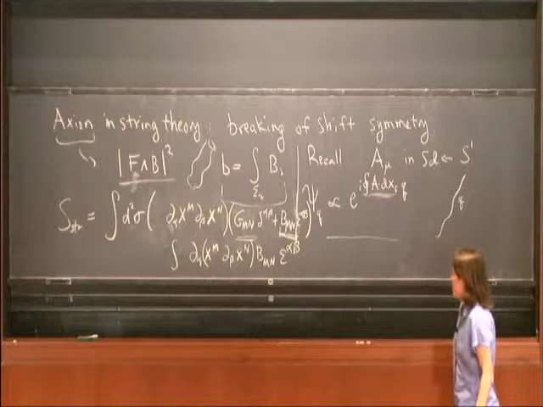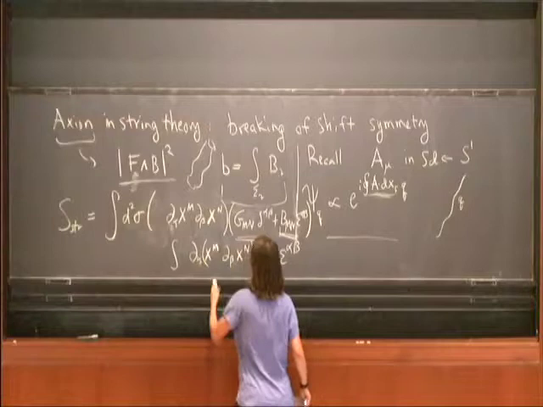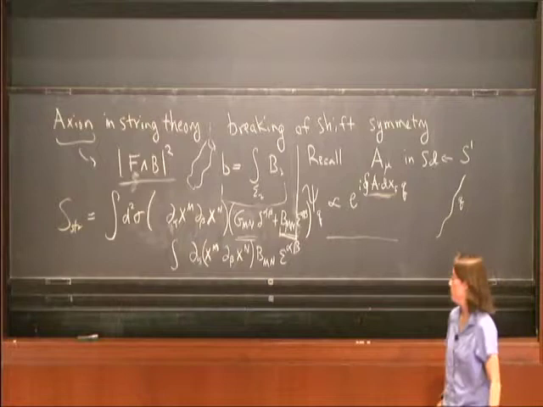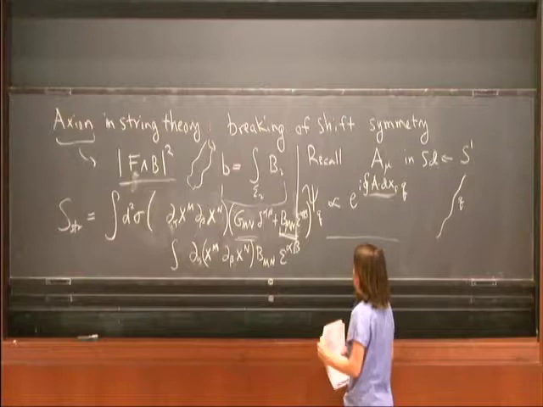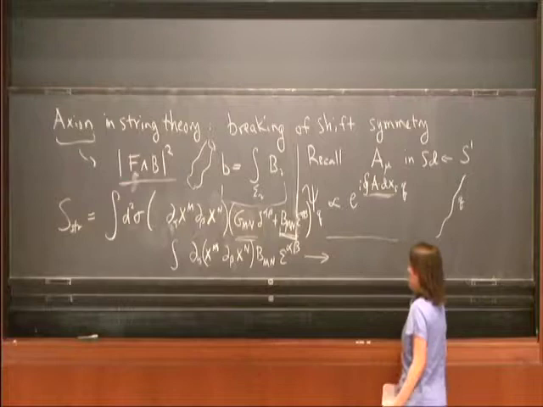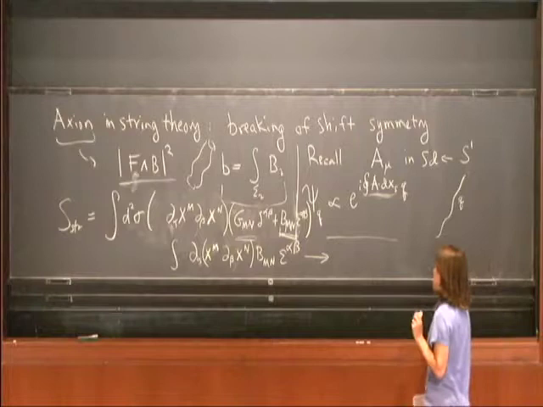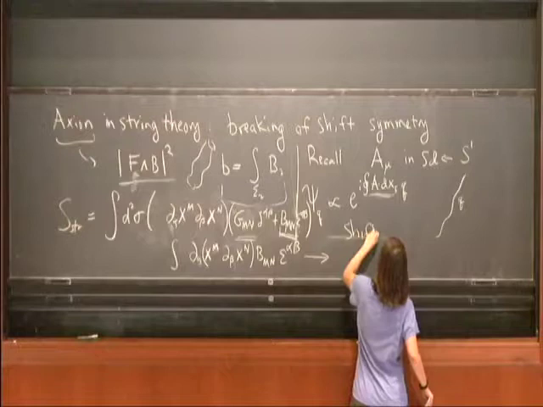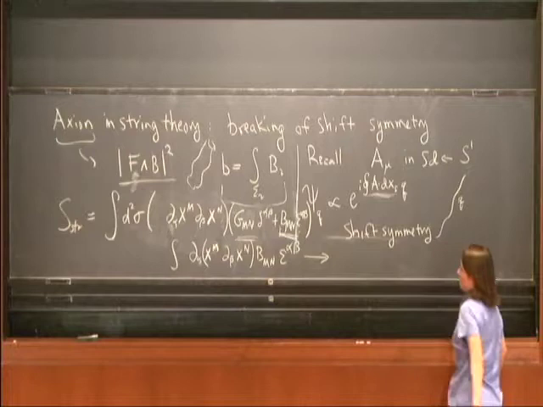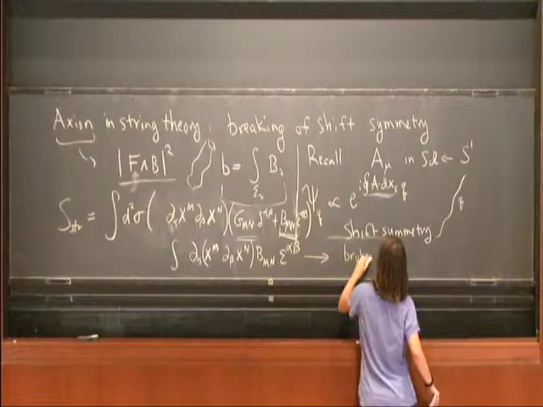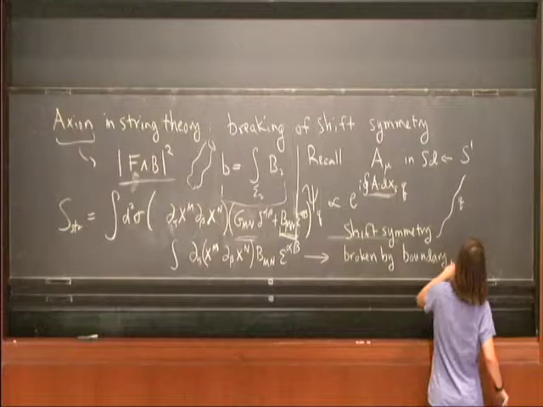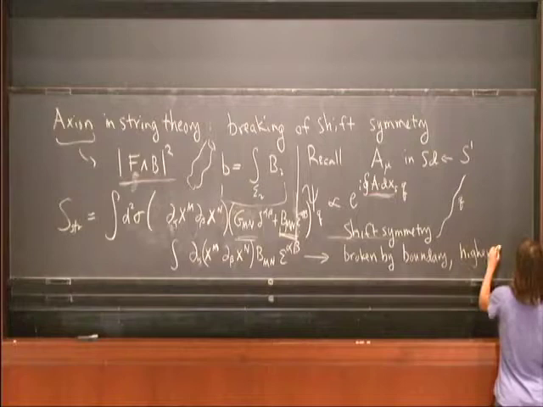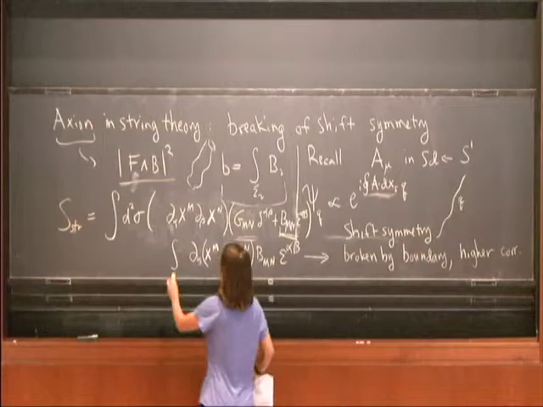And the reason is that this epsilon is anti-symmetric, so the extra term is zero in this expression. What that means is that classically, in the sense of the string world sheet theory, things are independent of B unless there is a boundary. So there is a shift symmetry which does underlie these axions, but it can only be broken by a boundary or higher corrections, like these flux terms that I keep mentioning.